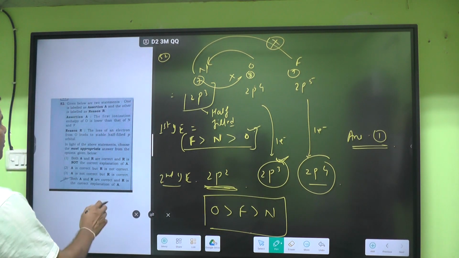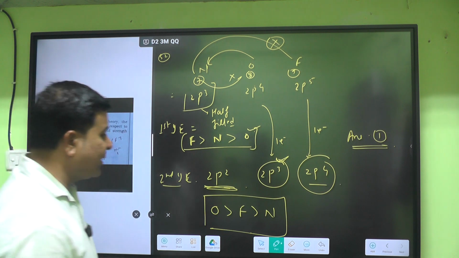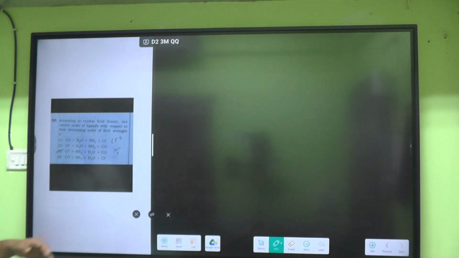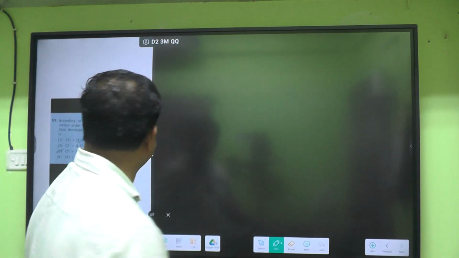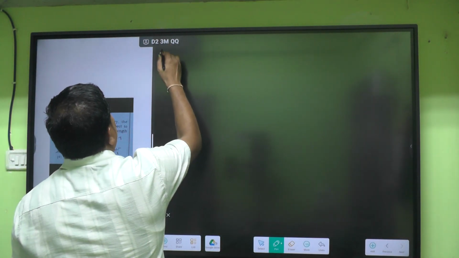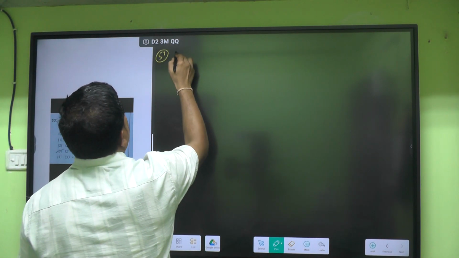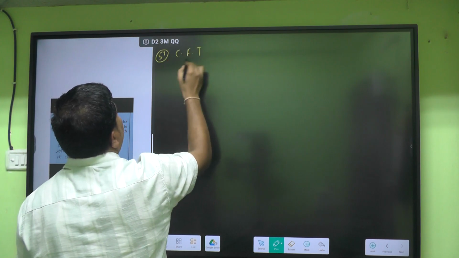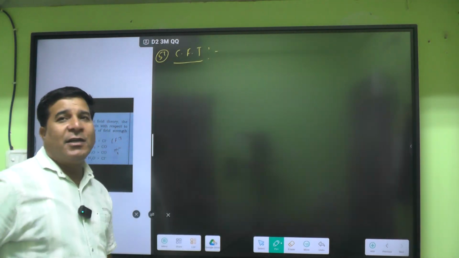Okay, now question number 53. According to crystal field theory, what is the correct order of ligands with respect to their decreasing order of field strength? Do you know the spectrochemical series? According to CFT, do you know crystal field splitting energy theory?